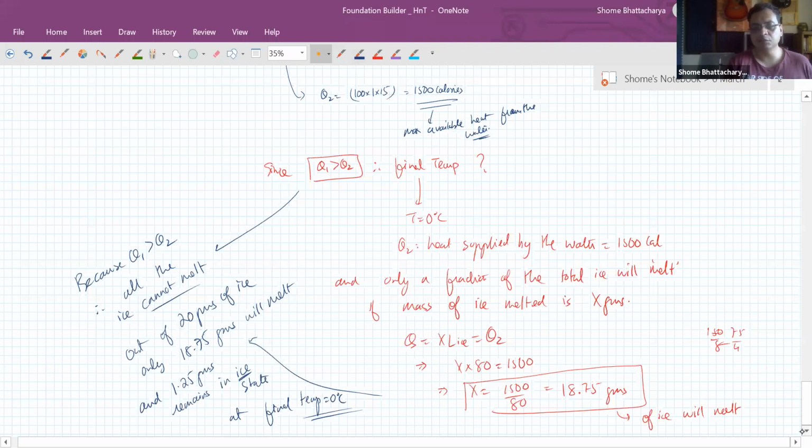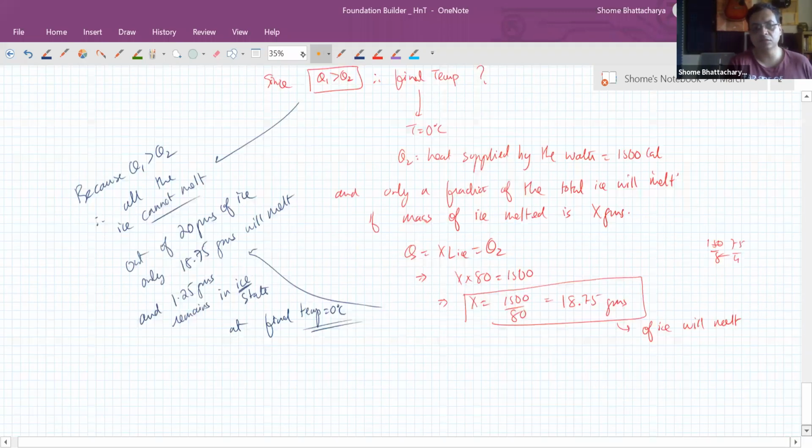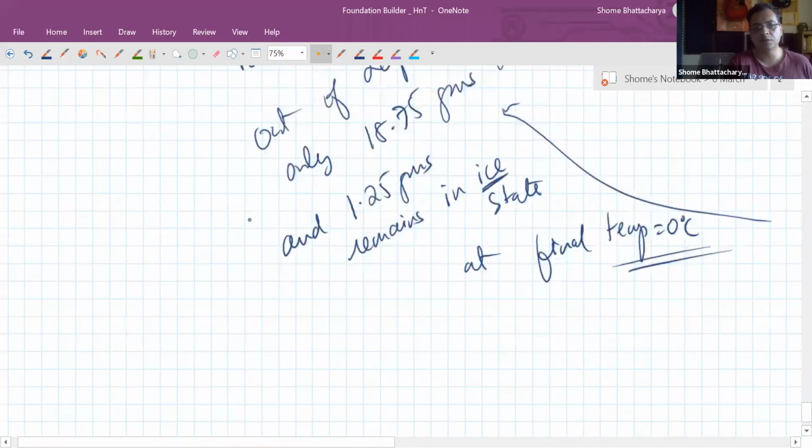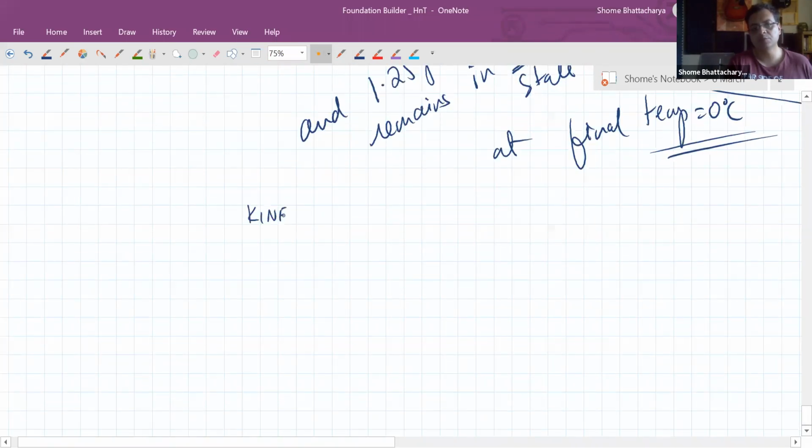But next lecture, we will basically be starting with kinetic theory of gases, which will be the next subtopic within heat and thermodynamics. So kinetic theory of gases, part of which you might have studied in chemistry also. That is the next aspect that we will study.